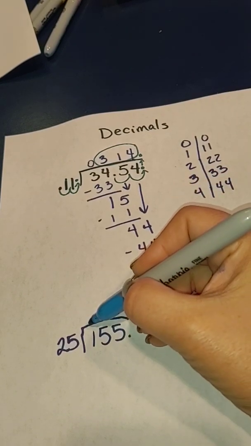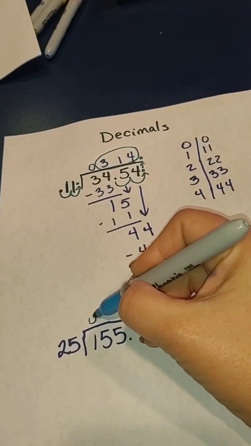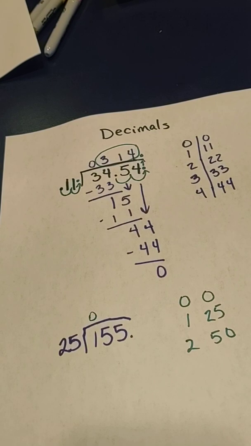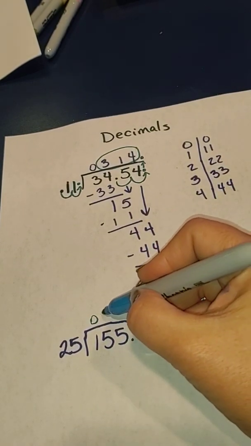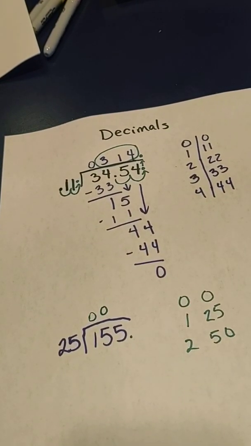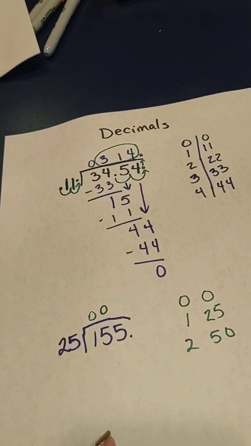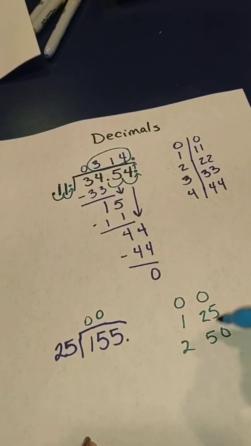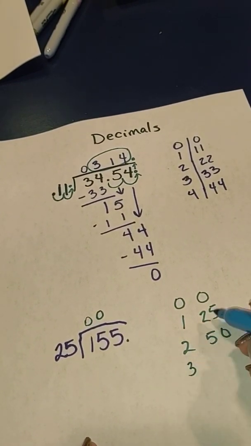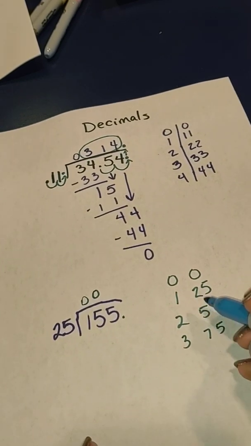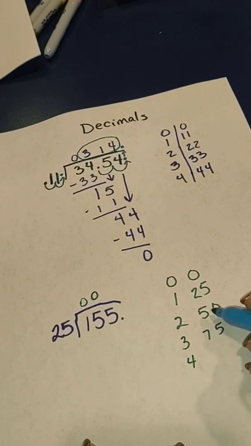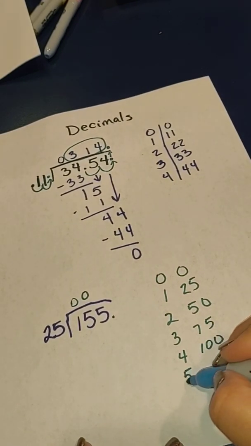We know that we don't want to hack 1 into 25 pieces. We're not going to hack 15 into 25 pieces. I will divide 155, and even though some of you may already know what that is, since 25 is quarters, I'm going to go ahead and make my chart.